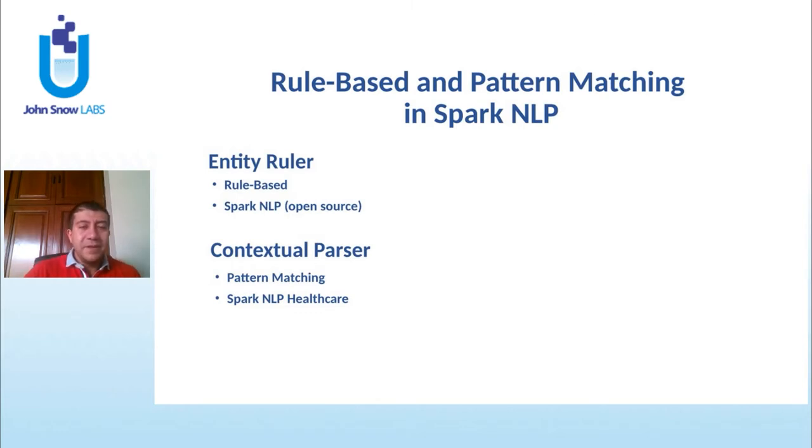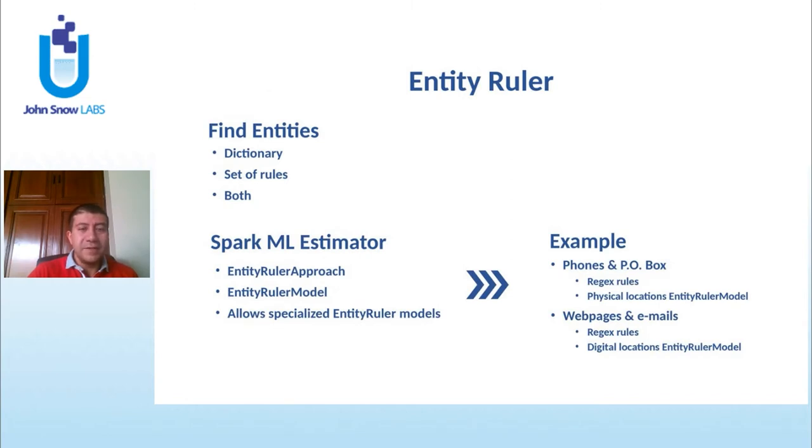So, in Spark NLP, we have two annotators that can use one or a mix of both techniques to extract relevant information from text or to recognize entities of interest in a text. Entity ruler, which uses a rule-based technique and can be found in Spark NLP open source, and contextual parser, which uses a pattern matching technique and can be found only in Spark NLP healthcare. So let's start with the entity ruler. As the name implies, this annotator allows us to find entities of interest by defining a dictionary, a set of rules, or both.